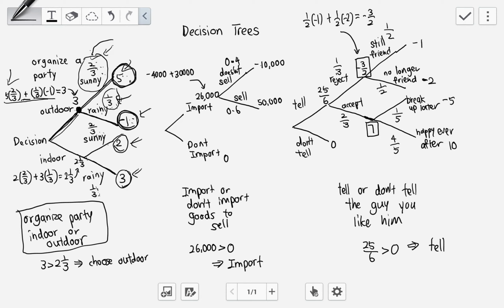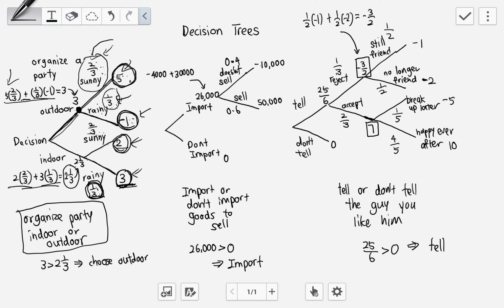Now let's say I go indoor. There's a 2/3 chance of the utility being 2, so I multiply 2 by 2/3, and there's a probability of 1/3 that it will be rainy and I realize the utility of 3, so I take 1/3 times 3. Then I add these two up, and I get a utility of 2 and 1/3.